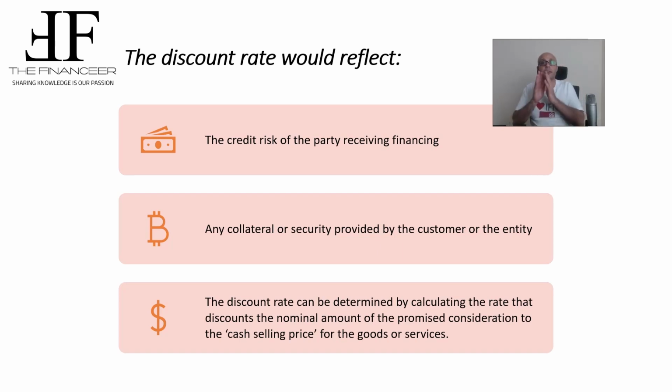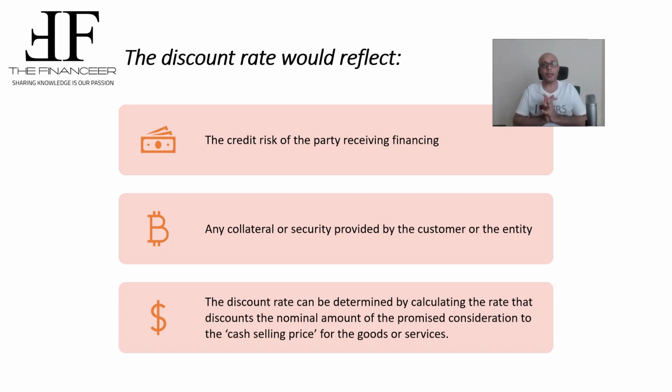Number two, this discount rate should reflect the collateral and the security that the customer is going to provide to the company. So for example, if the customer is going to provide a security or a collateral to the company, the discount rate should be decreased, because actually the company now is at low risk in dealing with this customer. So the discount rate should decrease in this case.